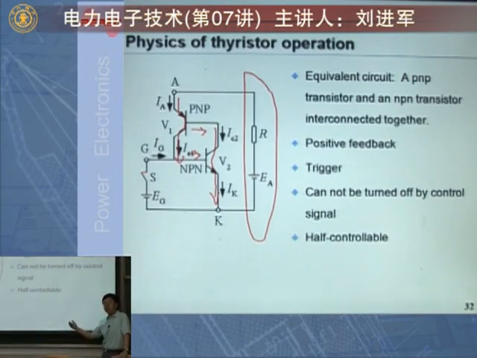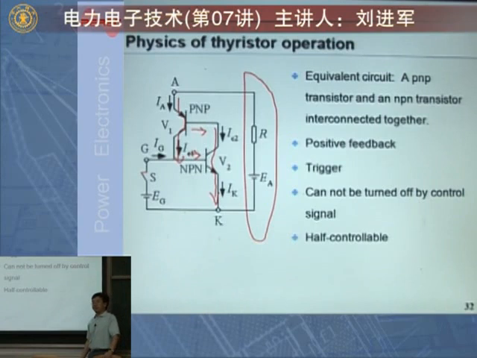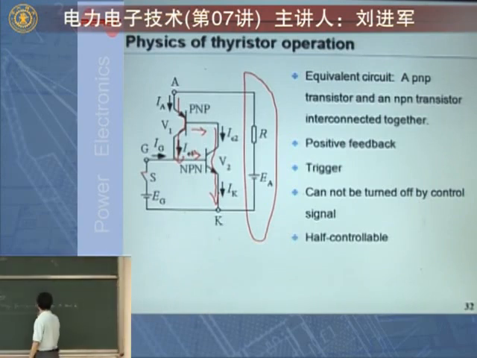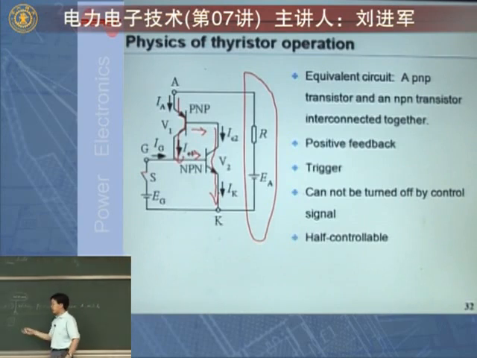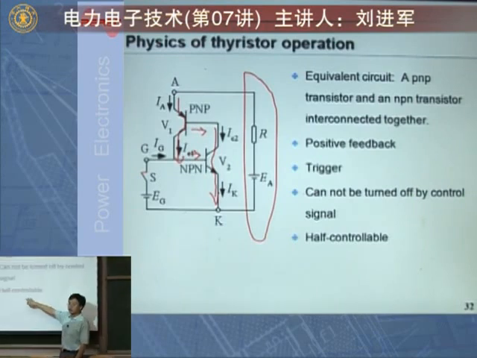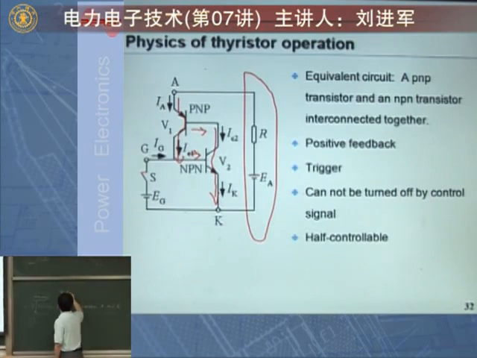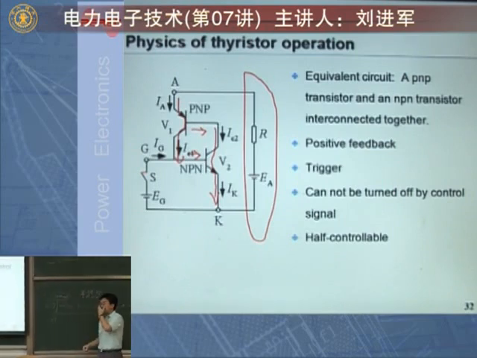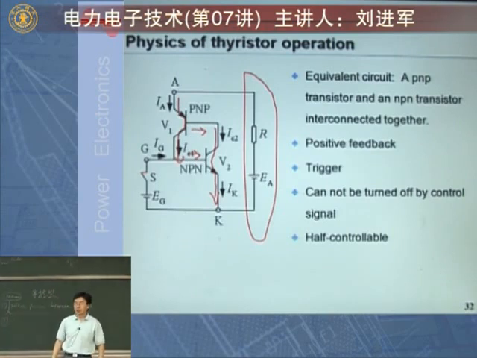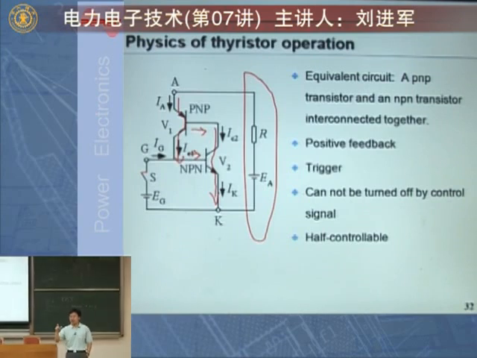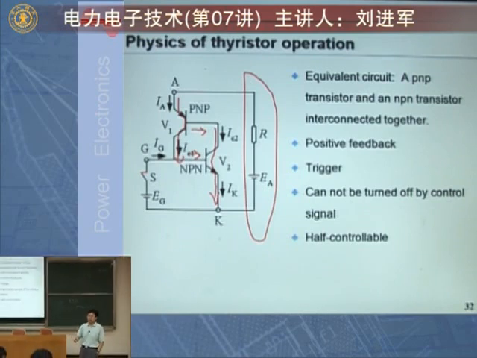And if you want to turn it on again, you have to inject gate current again. Okay, so looks like that's the only possible solution. And remember, that's why a thyristor is called half controllable. Why is it called half controllable? Or half controlled device. Because through the gate terminal we can turn it on, but we cannot turn it off. We cannot turn it off through the gate terminal.